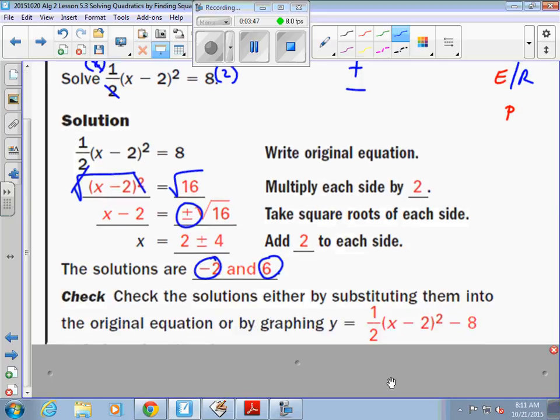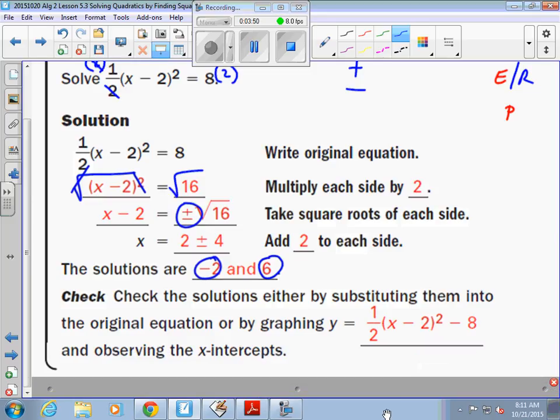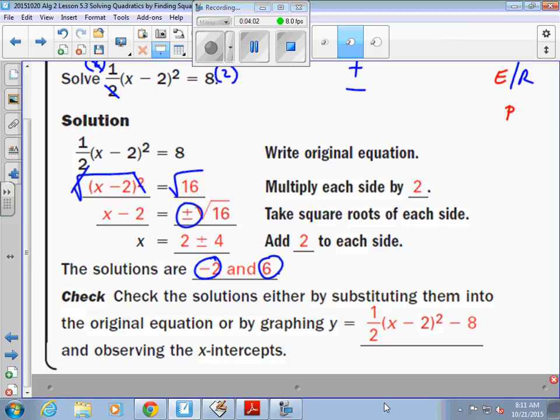And then the last part says, check the solutions either by substituting them in or graphing them and observing the x-intercepts. When you sub them in, this last part, what you're going to do is check for something called extraneous answers. Sometimes, and it'll almost always be because of negative values, when you plug them back in, you don't get an answer that works. You get something where one side will be positive and the other will be negative. That's called an extraneous answer.